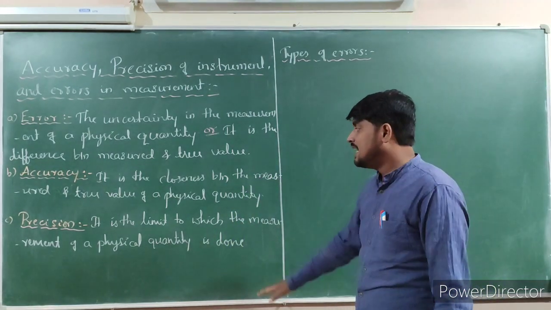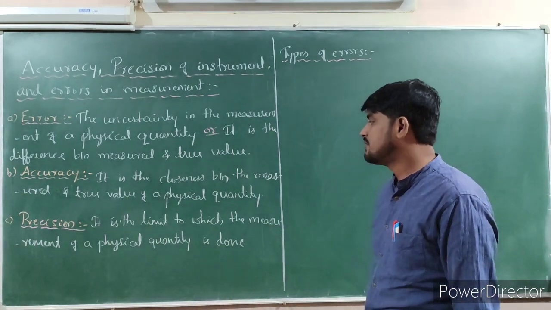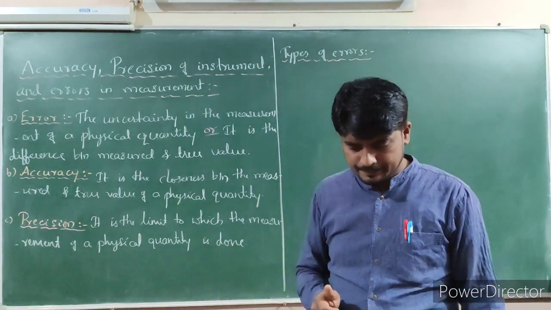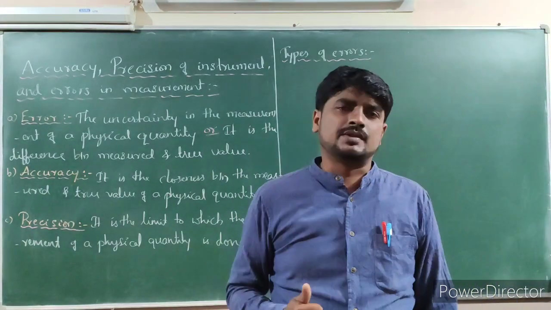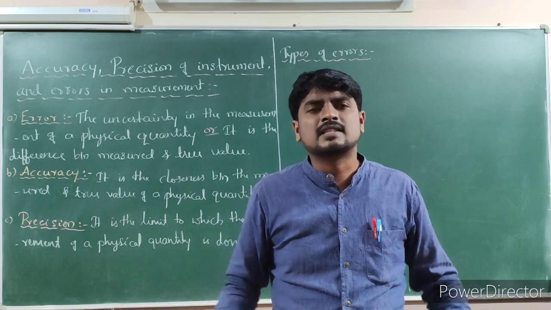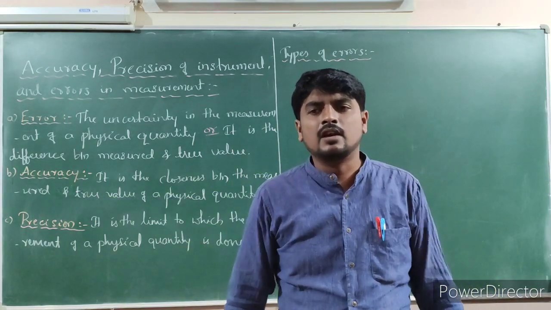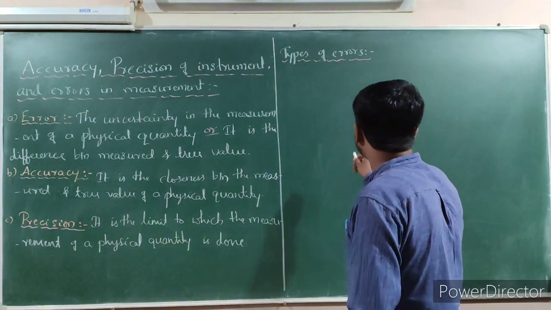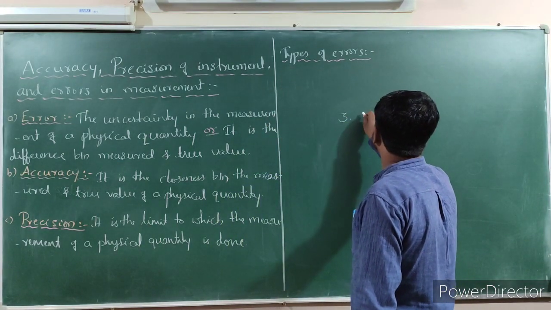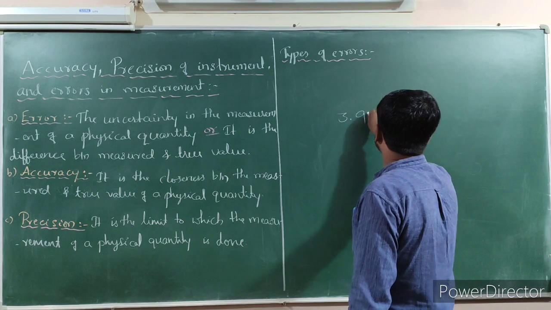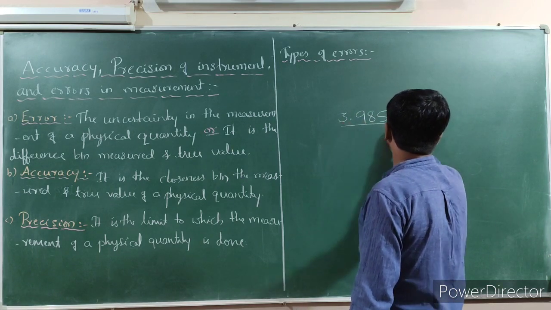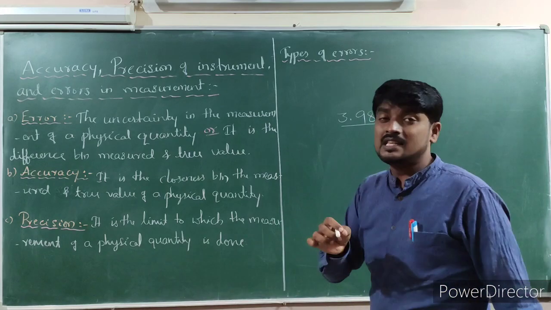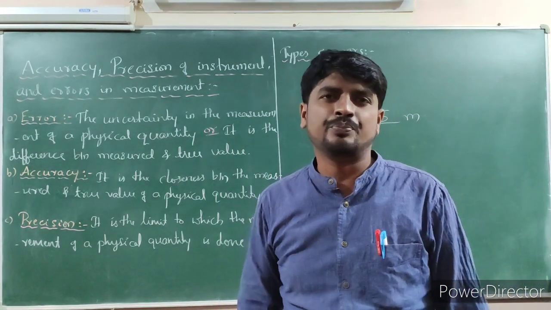Precision is the limit to which the measurement of a physical quantity is done. What exactly is the meaning of this? Let us say I give you a meter scale and ask you to measure the length of a given wire. Say you are measuring the value 3.985 meters. This is the measured value.